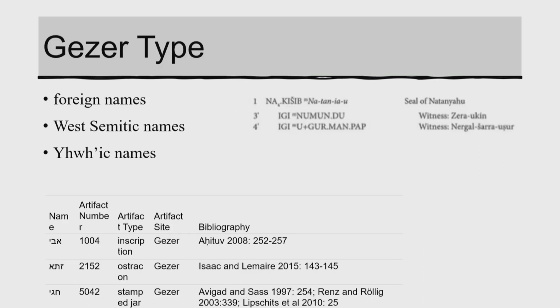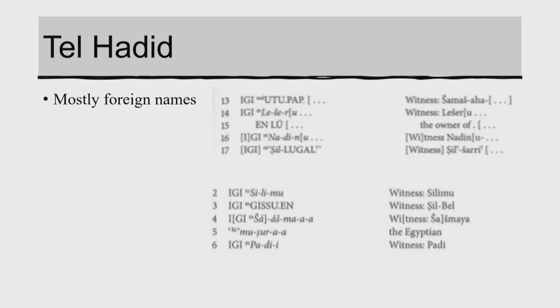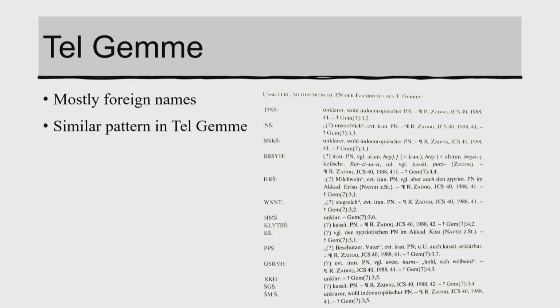Now, if we move to the so-called Gezer type, we will find foreign names, like, for example, Zera-ukin, Nergal-shar-usur, and so on, and some West Semitic names, but very, very few Yahvistic names. You can look at, for example, Tel Hadid, which is another composition. You have an enormous amount of foreign names, but very few or no Yahvistic names, and very few West Semitic names. If you look at Tel Gemeh, you have a similar pattern: an enormous amount of foreign names, no Semitic or very few Semitic names, and no Yahwistic names.